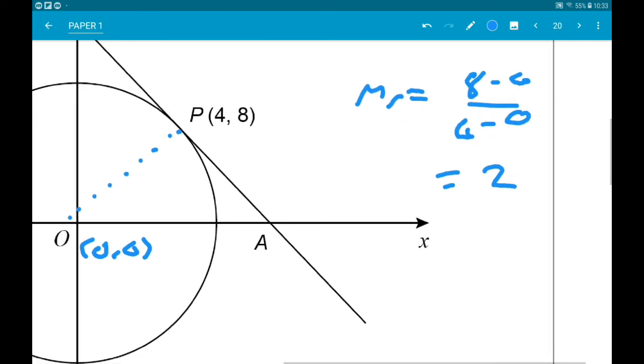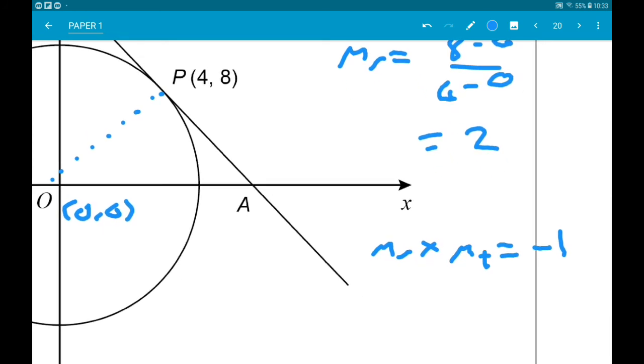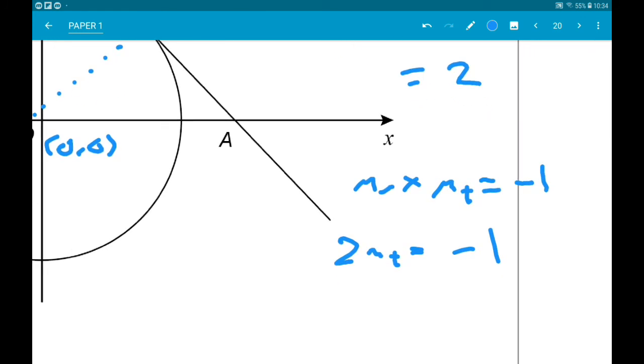So, mr times mt, gradient of the tangent, is equal to minus 1. So here we have 2mt is minus 1. Therefore, the gradient of the tangent is indeed minus 1/2. Cool.